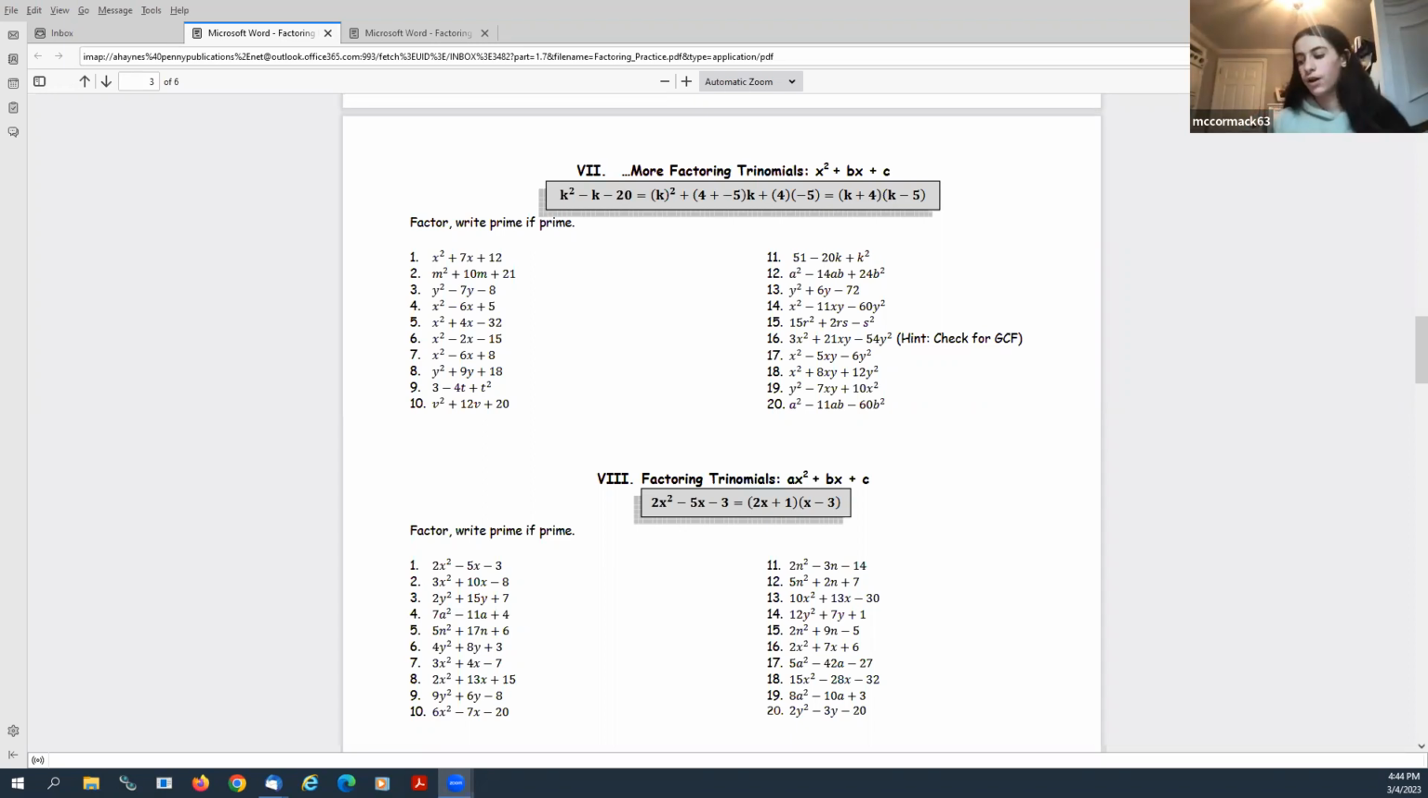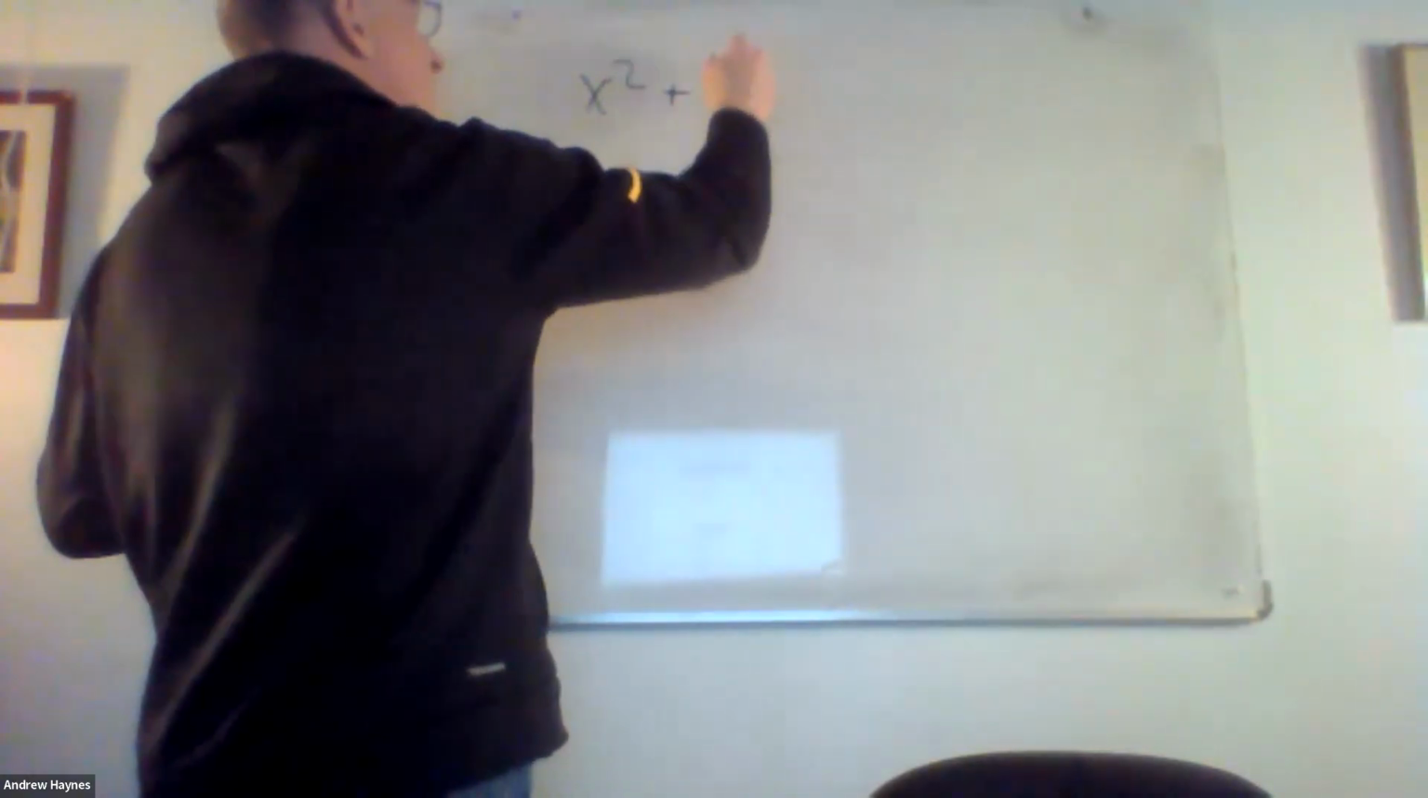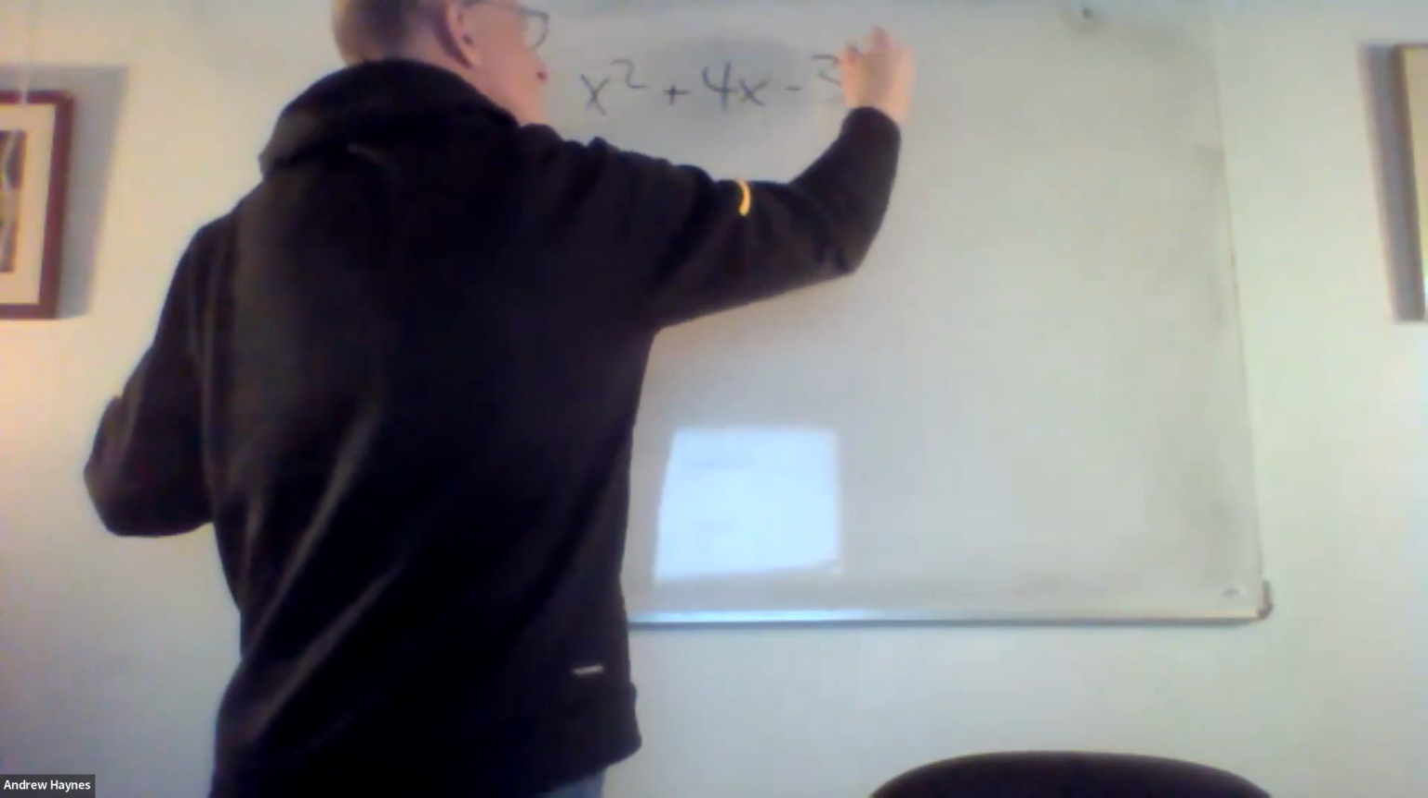I got x plus 4 times x minus 8. Okay, so almost. You did almost everything right. One little issue. So I'll stop share again. So we're at x squared plus 4x minus 32.